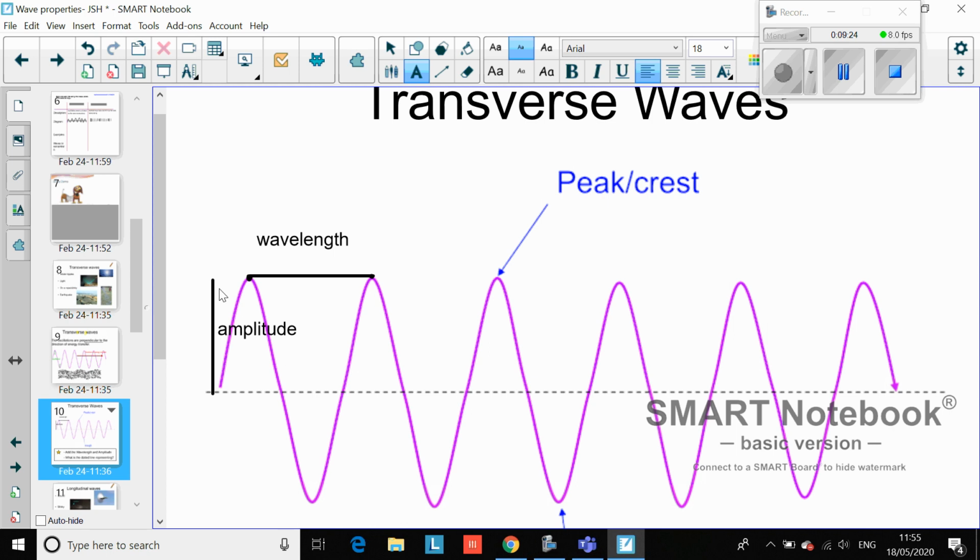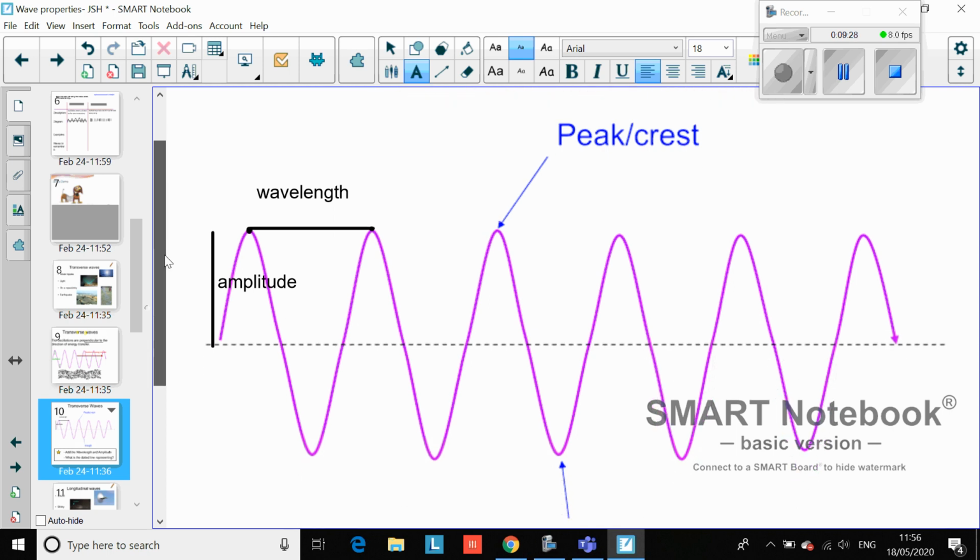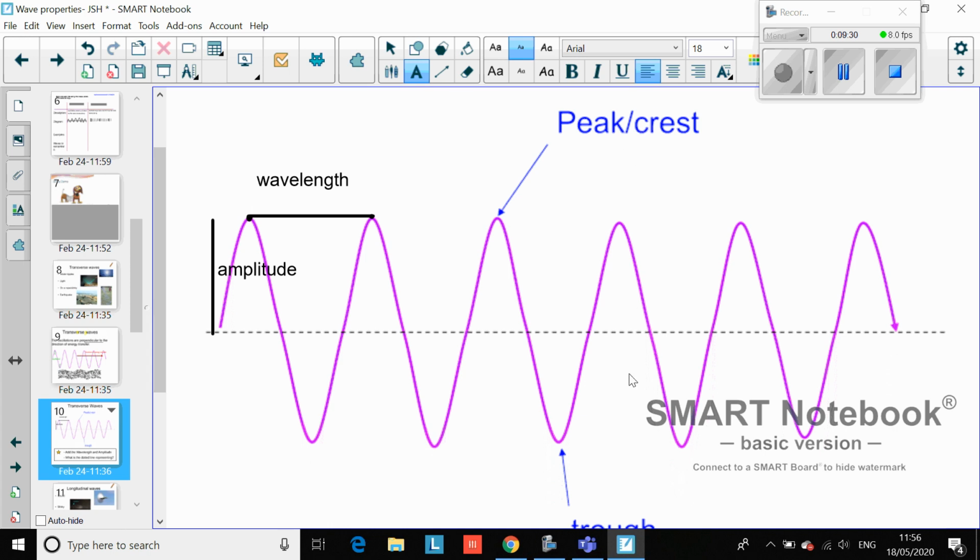So very quickly, can you pause the video now and make sure you label in the peak and the trough, the wavelength and the amplitude, and just say what they are. One sentence. So the wavelength is the distance from one point on the wave to the same point on the next wave. The amplitude is the height. The peak is the top of the wave. The trough is the bottom of the wave. So pause the video and do that now, please.